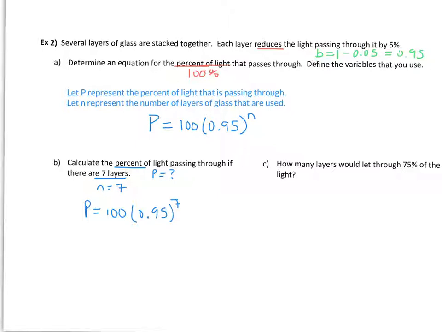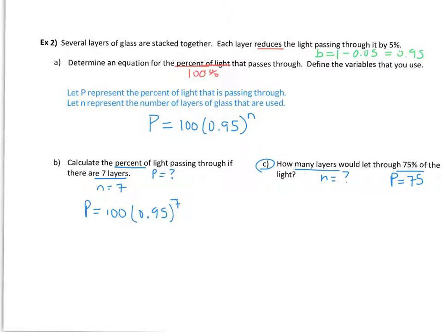And then for part C, how many layers, so N is unknown, would let 75% of the light pass through? So my P is equal to 75. And then I'm going to solve for the N. When I'm solving for the exponent for part C, I'm going to have to use my Desmos, or I could use guess and check.